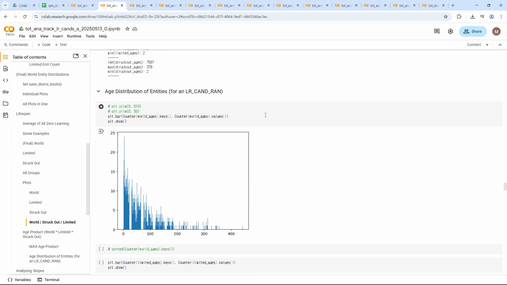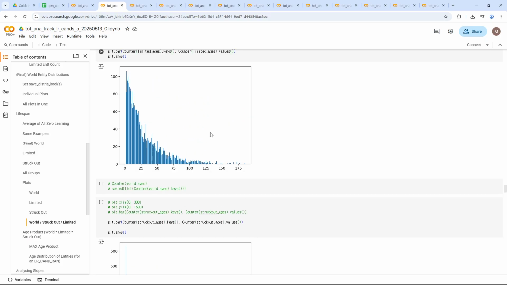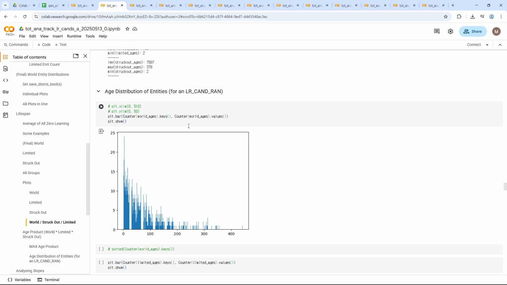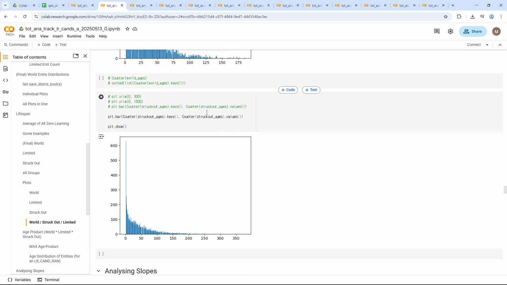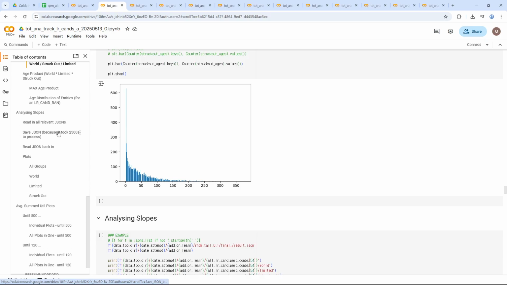Oh yeah, and this is one of the distributions, one of the sets of 3 distributions, namely the world group, limited group, and the struck out group. The age distribution, sort of like a population pyramid, if you'd like. And then we can analyze the slopes.